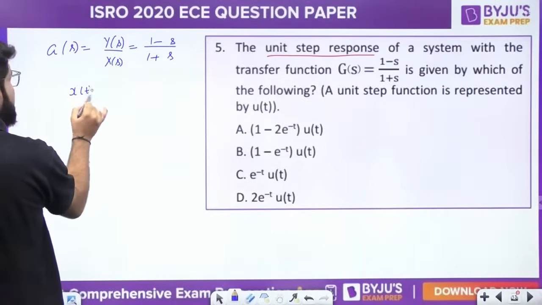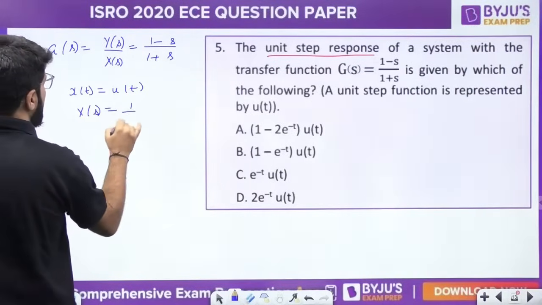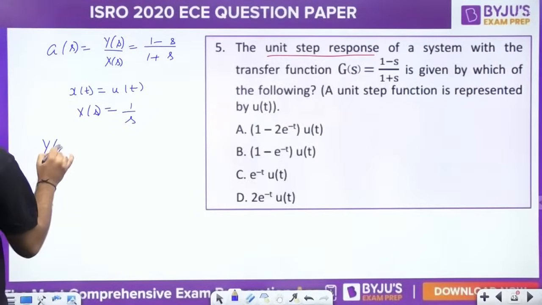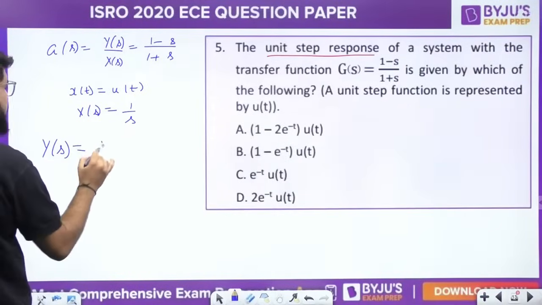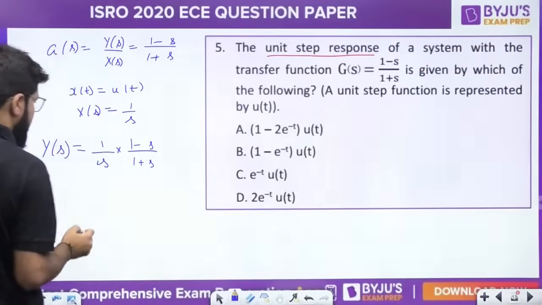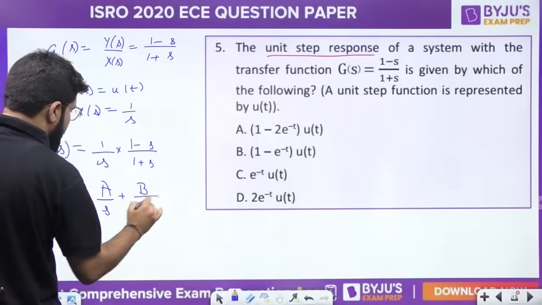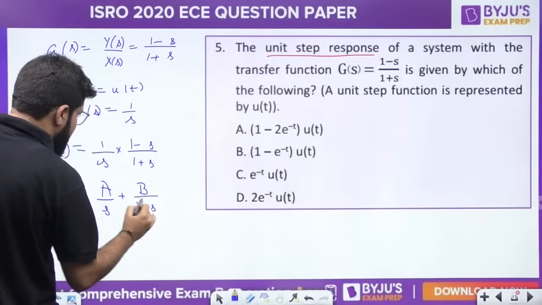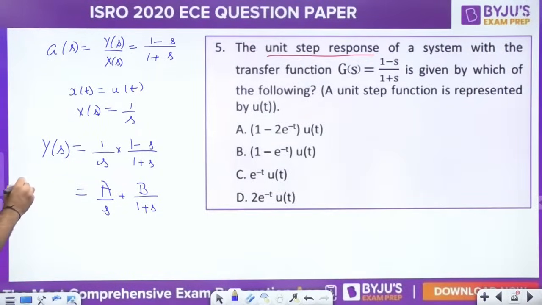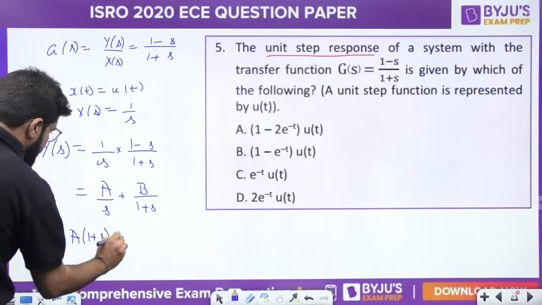So I want to take x(t) equal to u(t). The Laplace transform of the unit step signal, we all know, is 1 by s. So what is going to be the output? Multiply the input with the gain. Input into gain will be the output obtained here. Then I will split this function by partial fraction, A by s plus B by (1 plus s), and on the left side, (1 minus s) upon s(1 plus s).